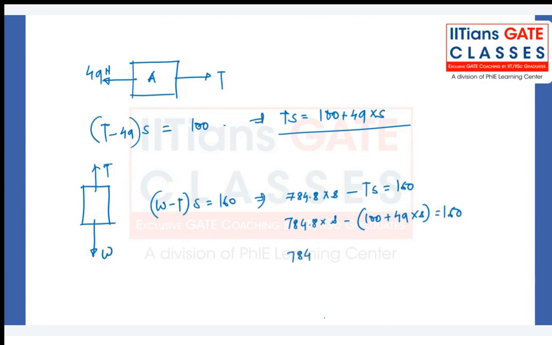So S is equal to 260 divided by (784.8 minus 49), and this will give you the value of 0.3534 meters. Okay, now you got the value of S, but what they are asking is the time.